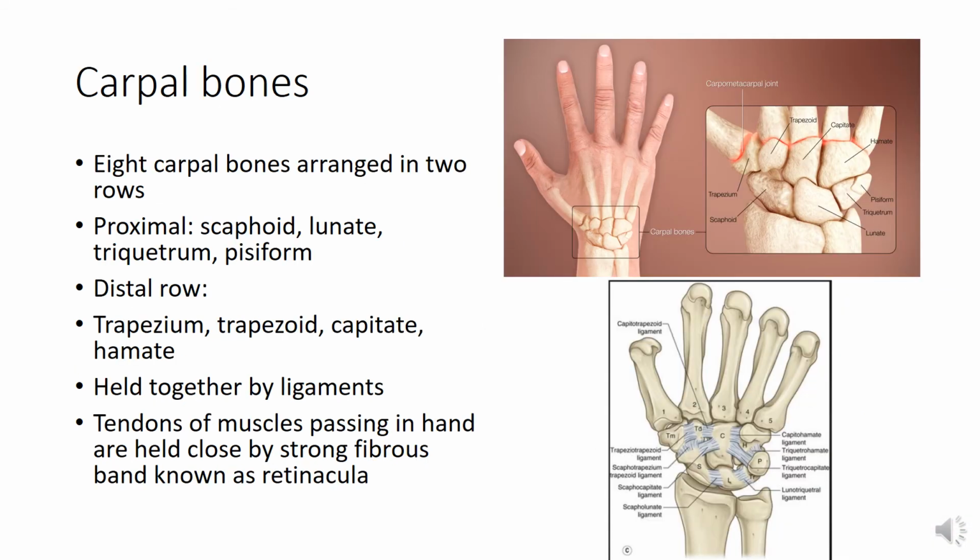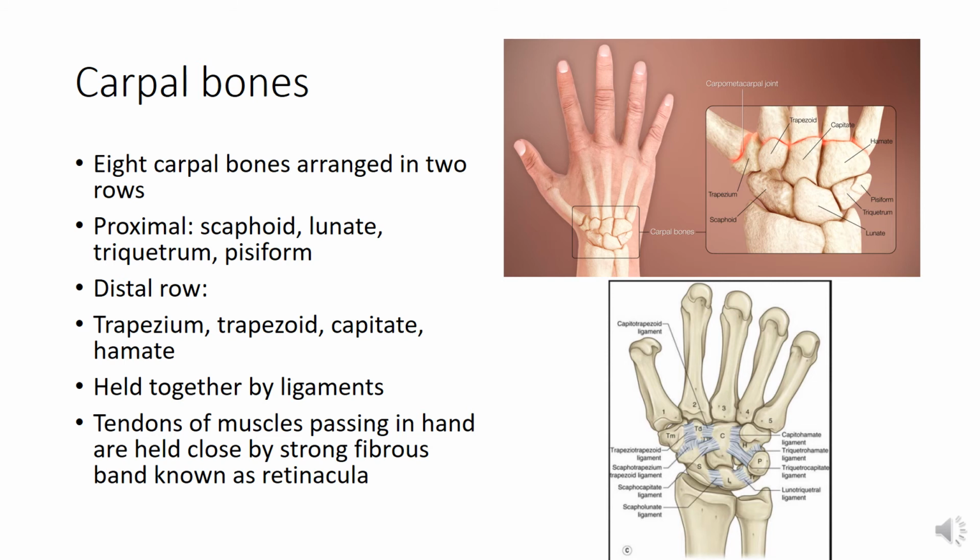So now comes the carpal bones. There are 8 carpal bones, and these are the type of short bones. Now these are known as short bones. There are 8 carpal bones arranged in 2 layers.